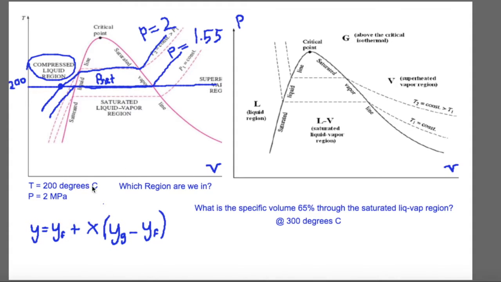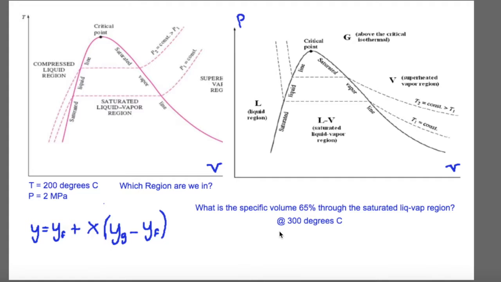For example, if the problem gave us, let's say, 1 megapascal, I'll just make my own problem right now. So 1 would be here, so we would have a line like this going up. This would be P equal to 1. And that means that we are in, as you can see, the superheated vapor region. So it's this simple to know which region.